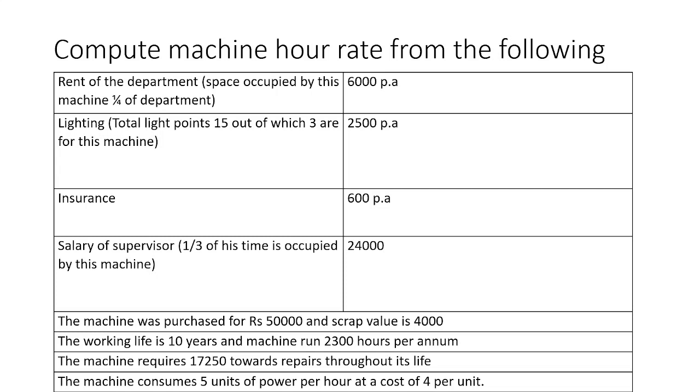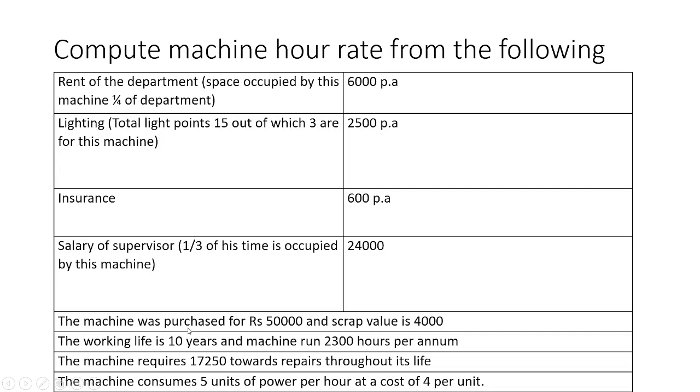So, first we need to find out whether there are more machines or only one machine. In this case, information is given regarding only one machine. That is the insurance cost for one machine, lighting for the entire department, and we have the information about the light points, the area occupied, the time spent by the supervisor. Such details are required in order to calculate the amount of insurance or lighting or rent for the machine.